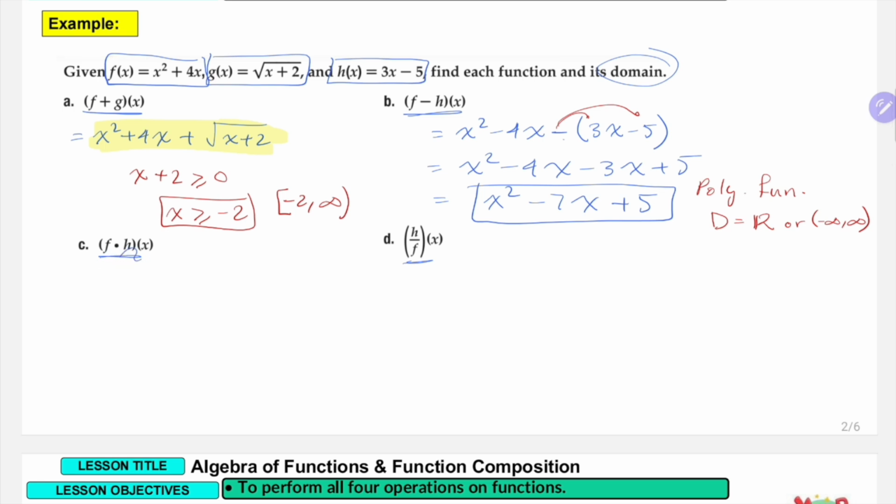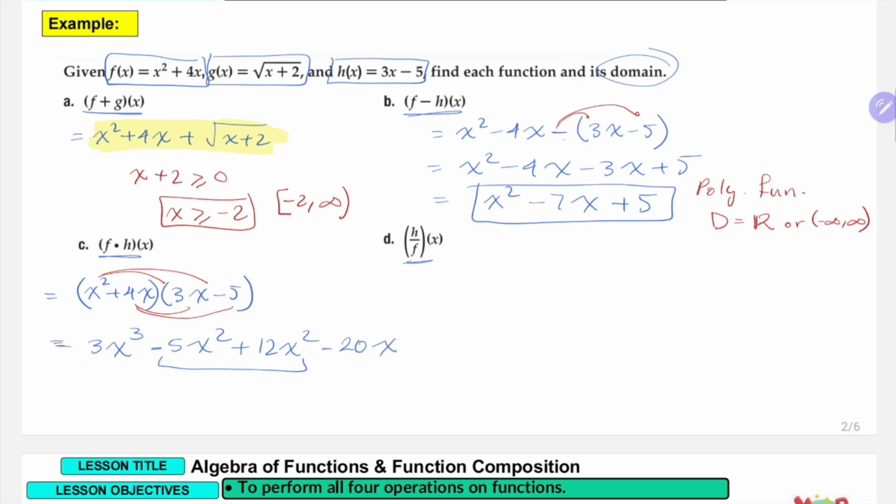Okay, the next part is when I multiply f times h. So I multiply f, which is x squared plus 4x between brackets, and then h, which is 3x minus 5. Similar to what we did before, I have two binomials I need to multiply. So I'm going to multiply first by first, first by last, second by first, second by last, and then write the answer. It will be 3x cubed, because x squared times 3x is 3x cubed. Then x squared times negative 5 is negative 5x squared. 4x times 3x gives 12x squared. And finally 4x times negative 5 gives negative 20x.